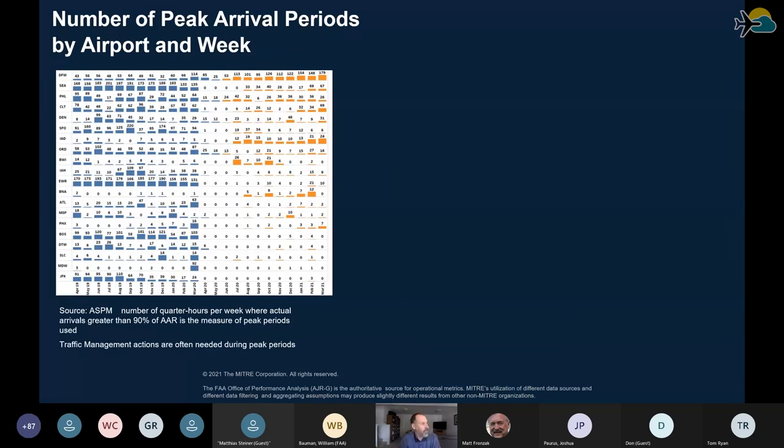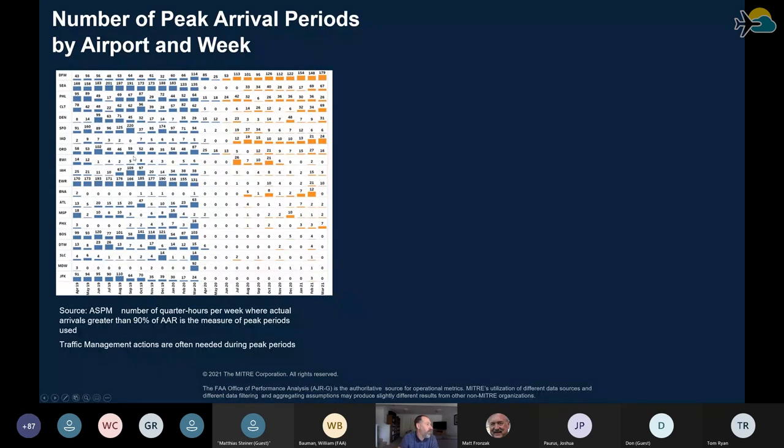I showed this last time in March as well. Again, let me just describe it a little bit. It's a really cool plot once you get the Rosetta Stone to see what you're looking at. This is the number of peak arrival periods by airport by week, taking a max per month. So what you're looking at are the airports on the left side, the individual months across the x-axis.